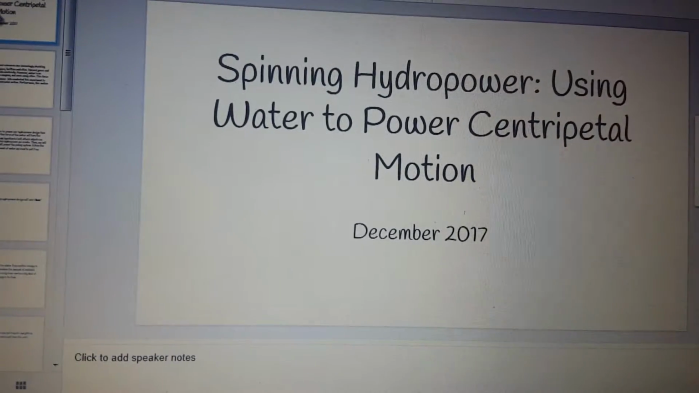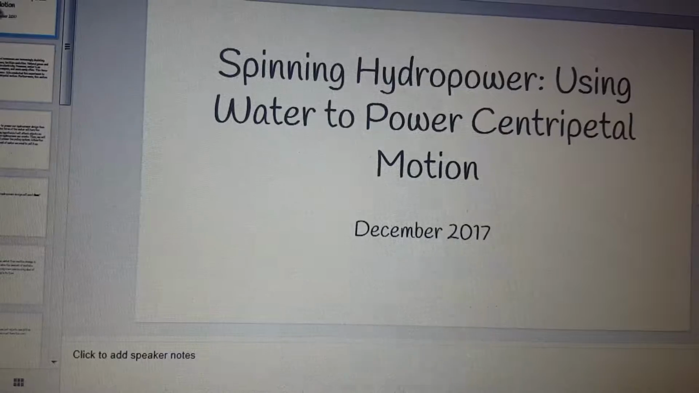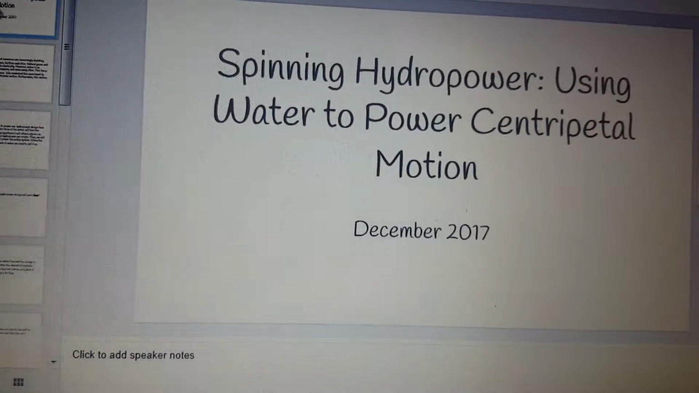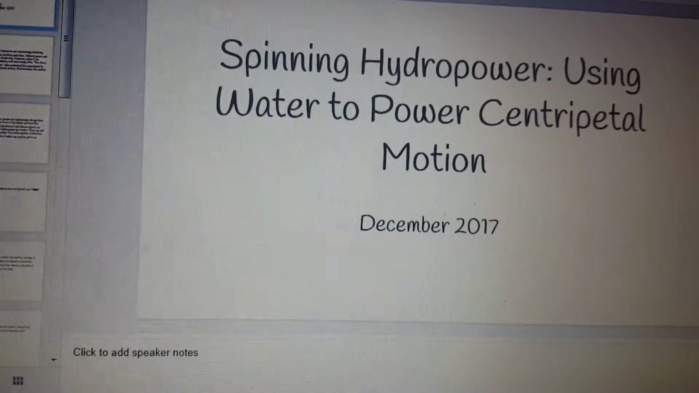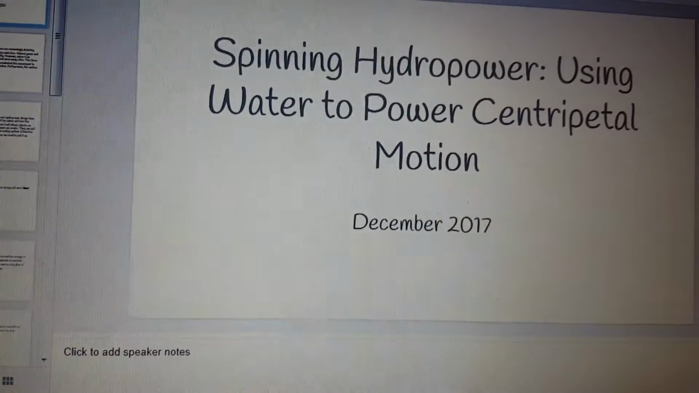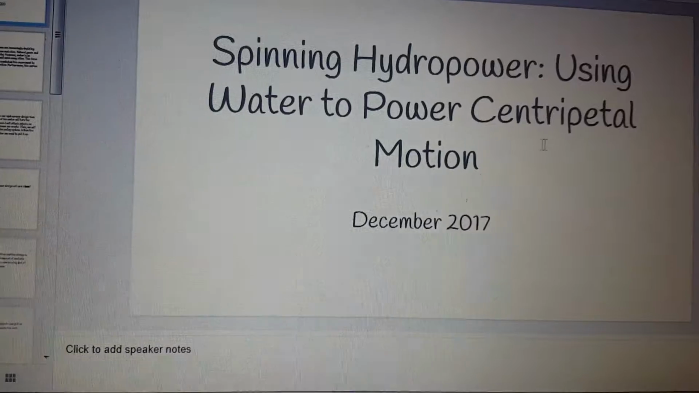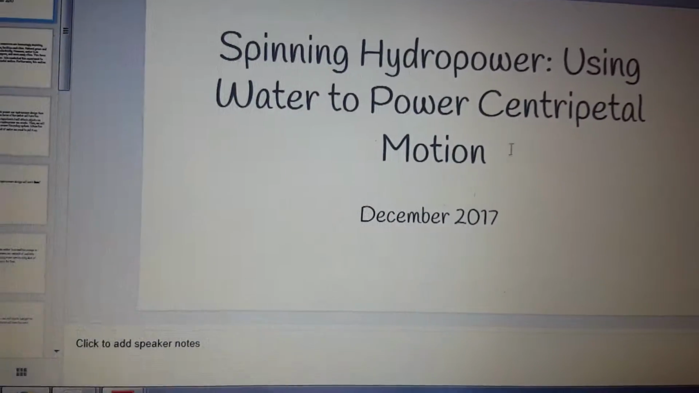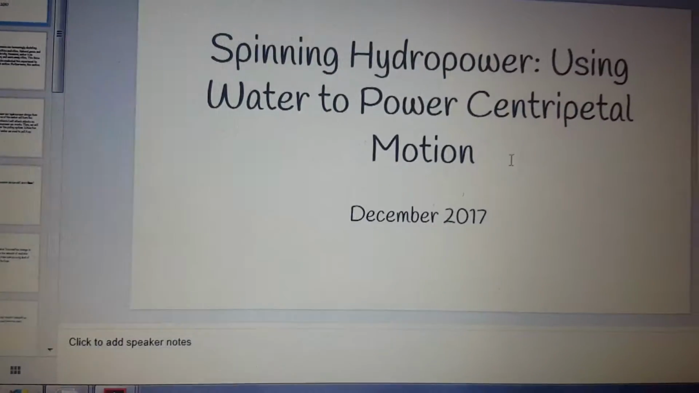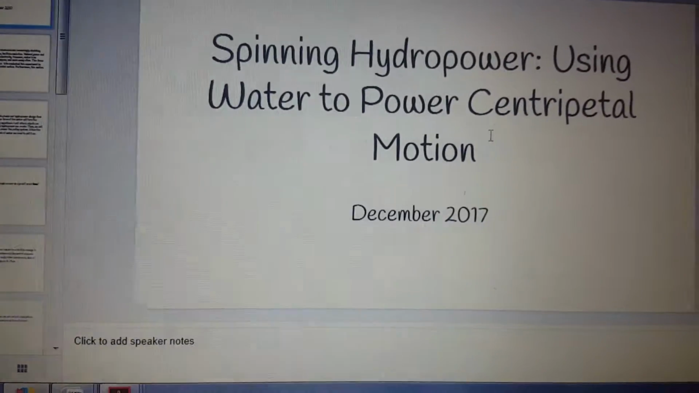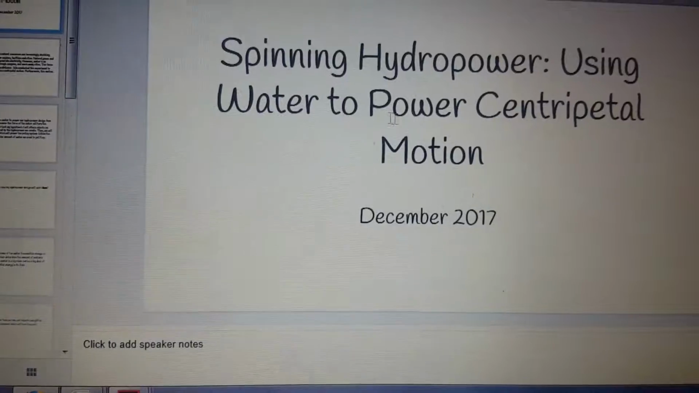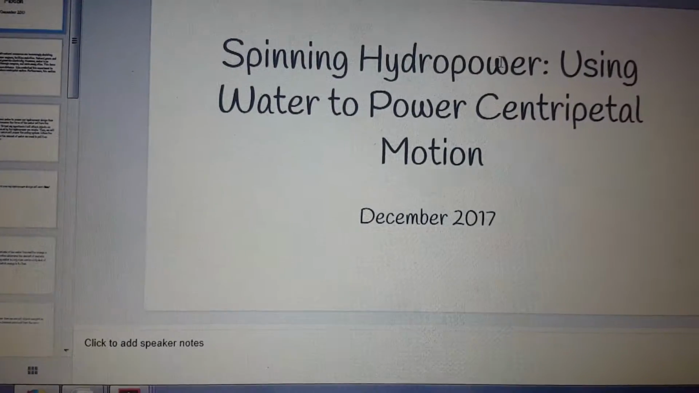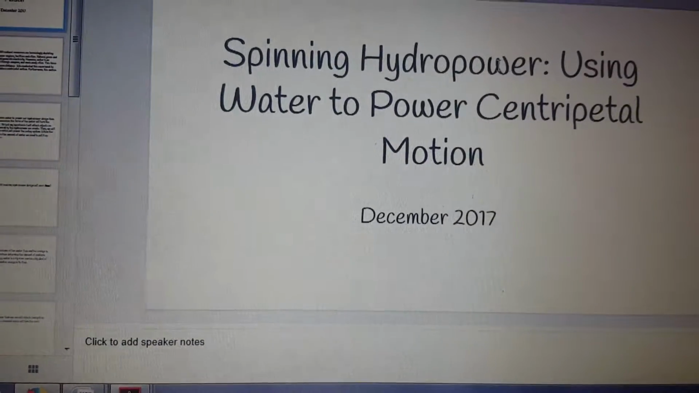So you would want to say something like spinning hydropower, and then colon or semicolon, using water to power centripetal motion. And the reason why I added centripetal motion here is because your design, as I saw it, is moving something in a circle. So that is a very important piece to your design. So that has to be in the title. Power, that was in your original. This is the word power right here, hydropower.